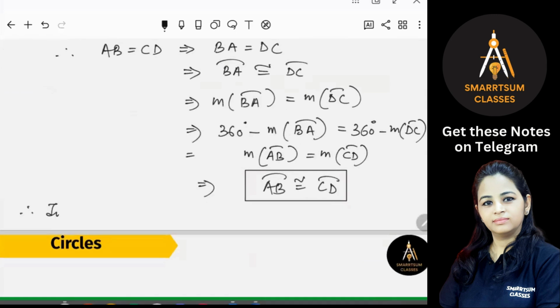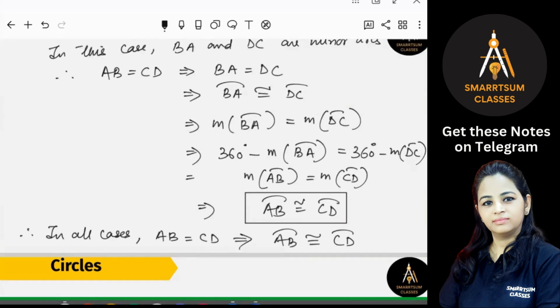Therefore, in all cases, if AB is equal to CD, that means the corresponding arc of the chord AB will be congruent to the corresponding arc of the chord CD. So if two chords in a circle are equal in length, then their corresponding arcs will also be congruent. Is that clear? Everybody understood about this? So this is your theorem number 5.